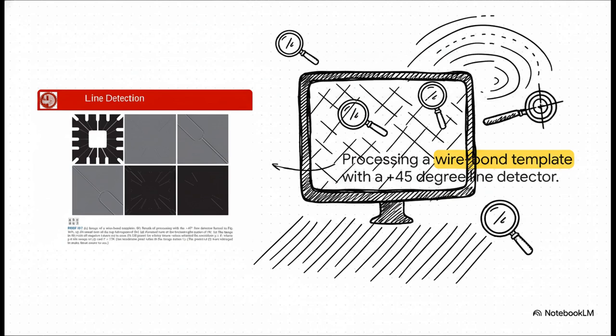And this brilliantly illustrates the result of using one of those stencils. When you start with an original image, like a wire bond template that has lines going in literally every possible direction, and then the computer slides a plus 45-degree detector kernel over it, the result is practically magic. It effectively strips away all the visual noise. All the vertical lines, gone. Horizontal lines, gone. It leaves behind only the diagonal lines that perfectly match that exact 45-degree angle. It's a highly, highly targeted search.